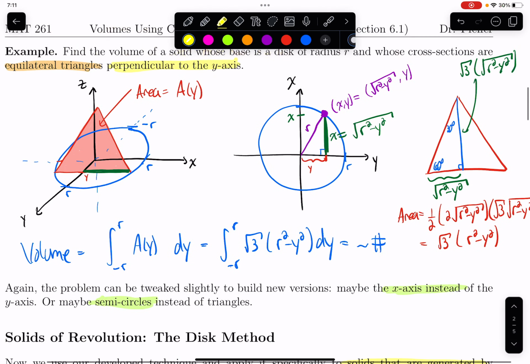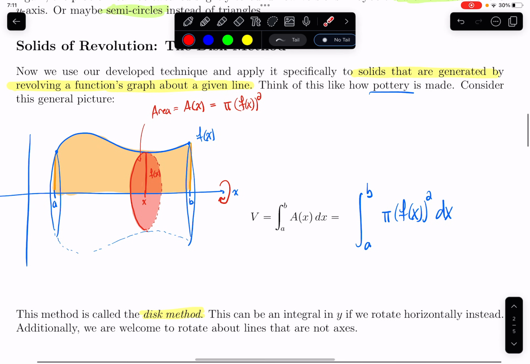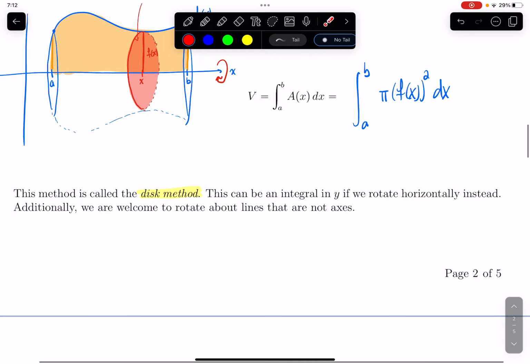Much like we saw up here, if your disks and your slices are moving in the y direction, it is possible that your volume formula is given as a y integral. That can totally happen here as well. If I happen to take a function that's focusing in the first quadrant, for example, and I revolve it around the y-axis, then I would end up in a situation where I get a y variable as my differential operator. So let's look at some examples of this.